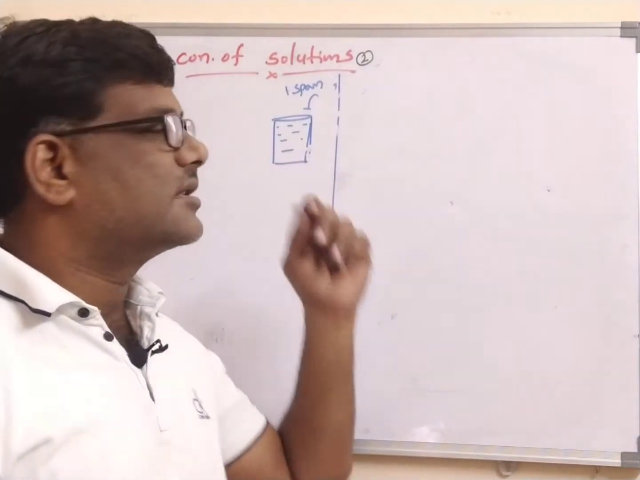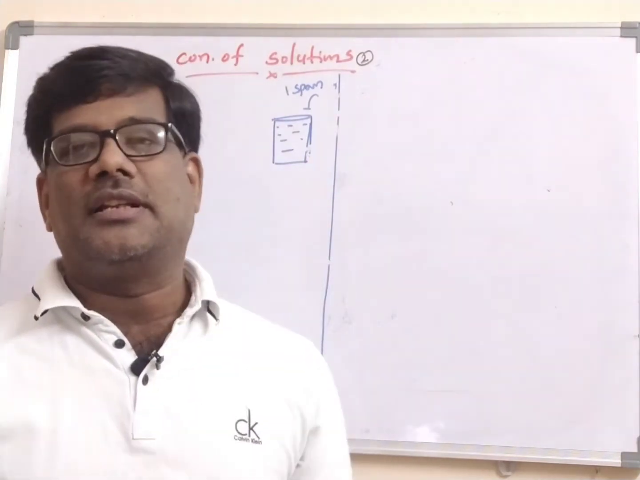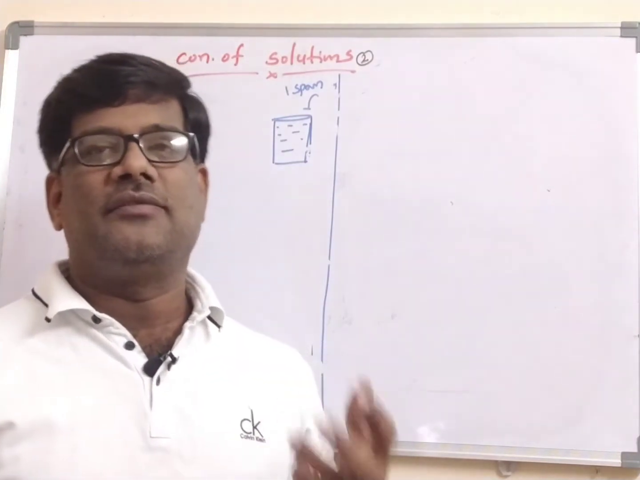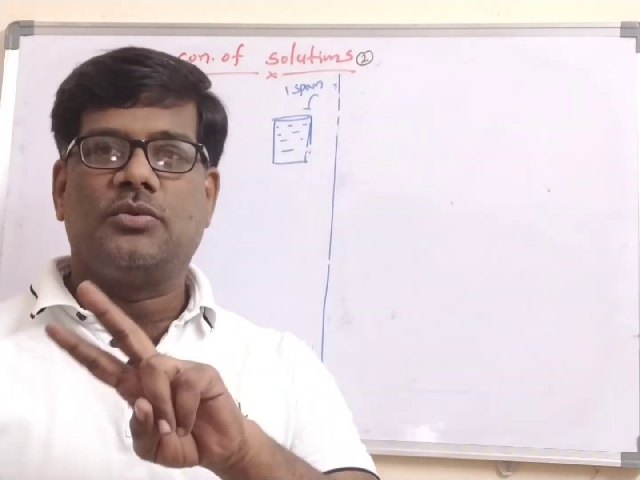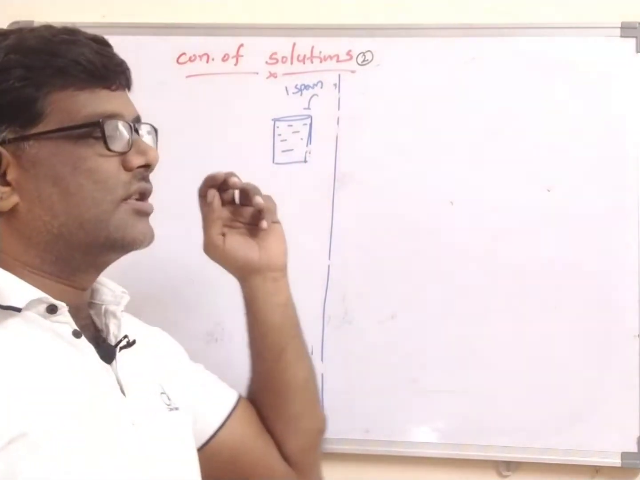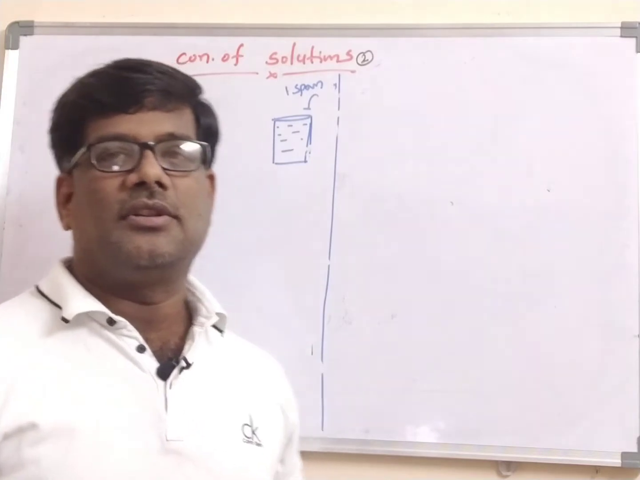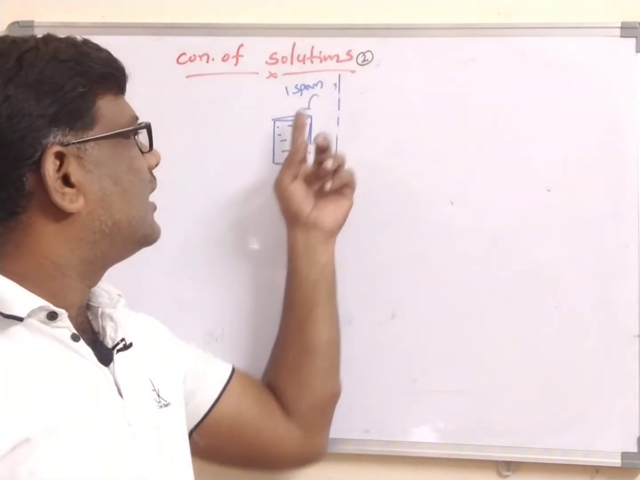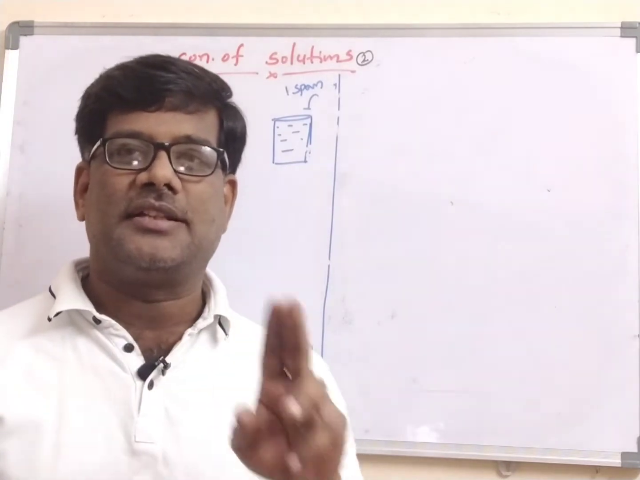What is a homogeneous mixture? We cannot separate the salt and the water. That mixture is called a homogeneous mixture. Now I will give you the definition of the solution. Homogeneous mixture of two or more than two components is called a solution. In this case, we have salt and water. That's why it is a two component system, which is called a binary solution.